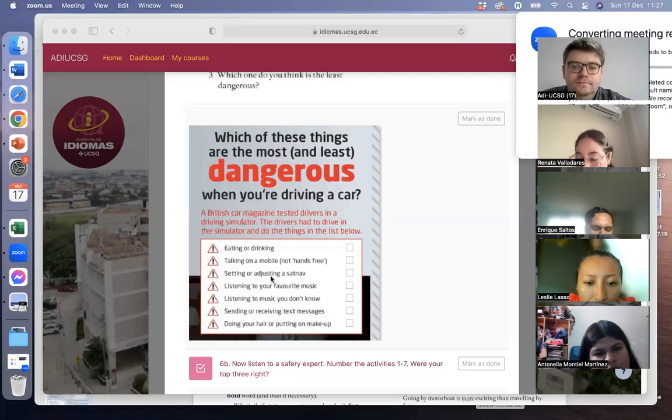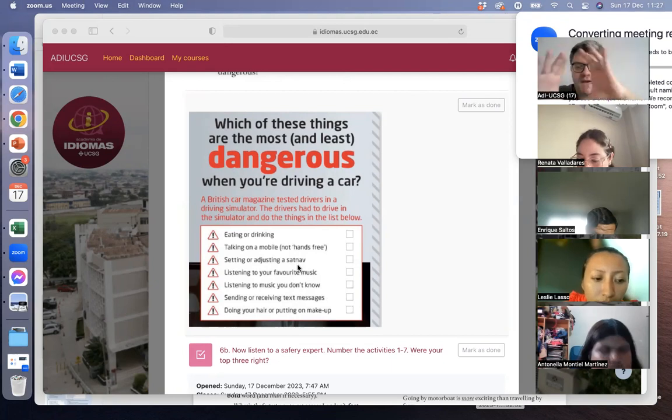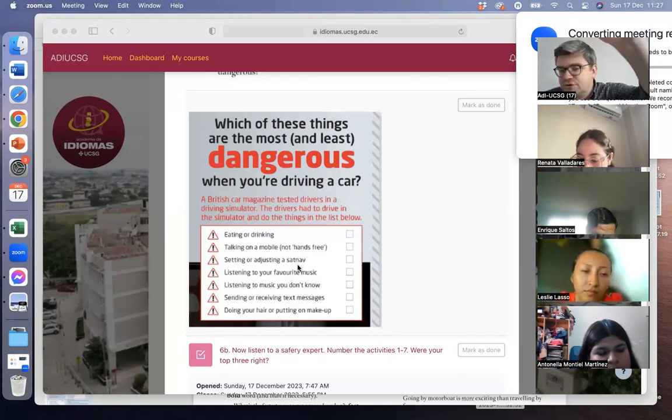Setting or adjusting sat nav. Sat nav stands for satellite navigation. In some cars, like in newer cars, you have satellite navigation, where you put where you want to go and it shows you on the map on the screen in the car. This is called sat nav, satellite navigation. So adjusting that is when you're driving and you're trying to push the address of where exactly you want to go. Okay, next.